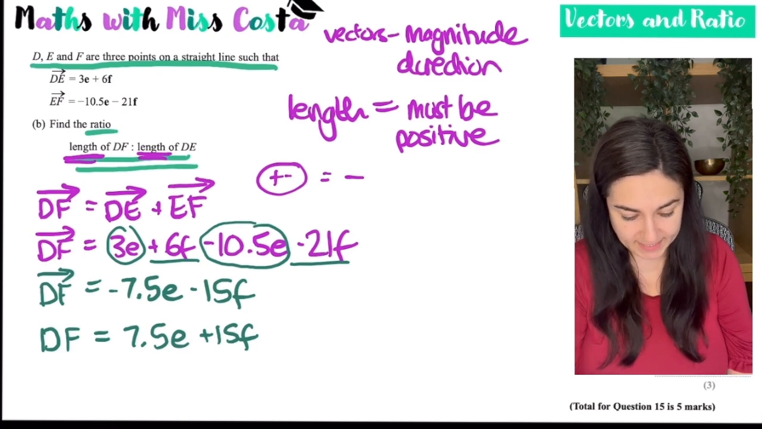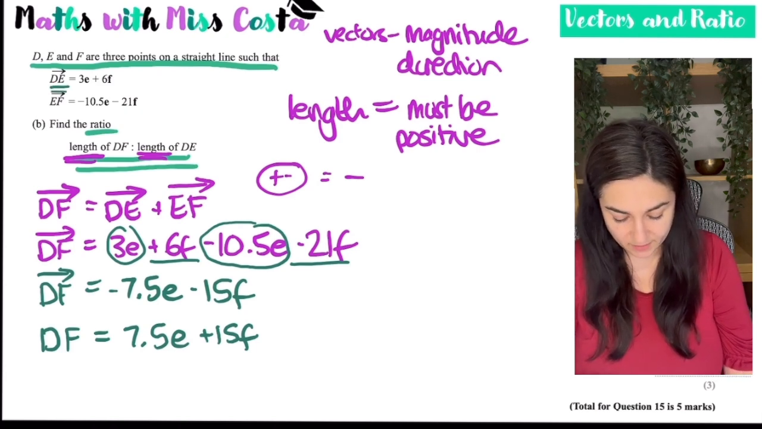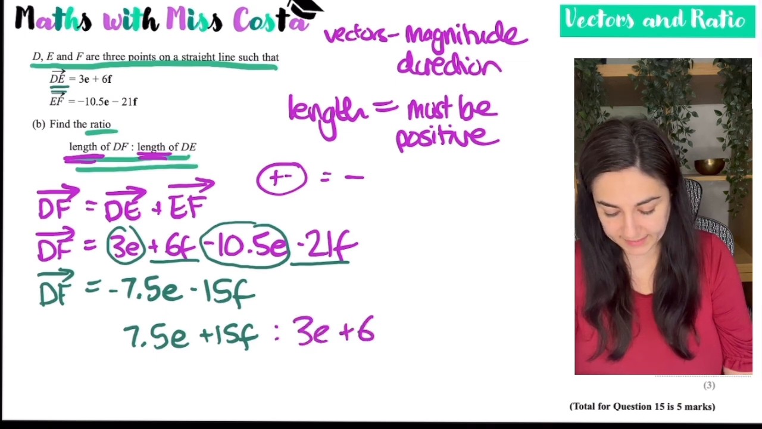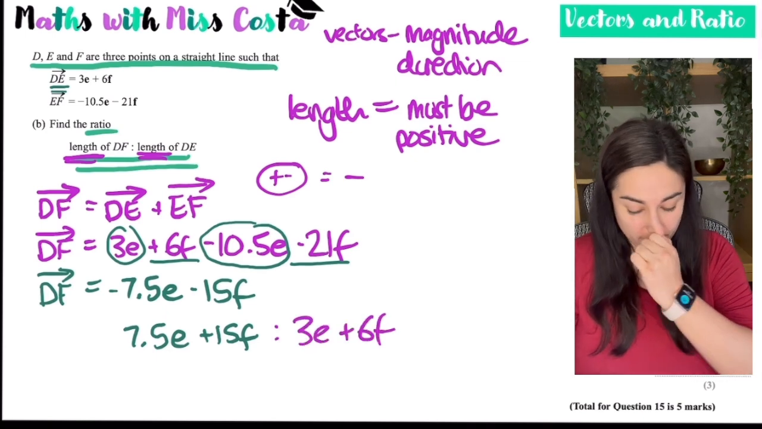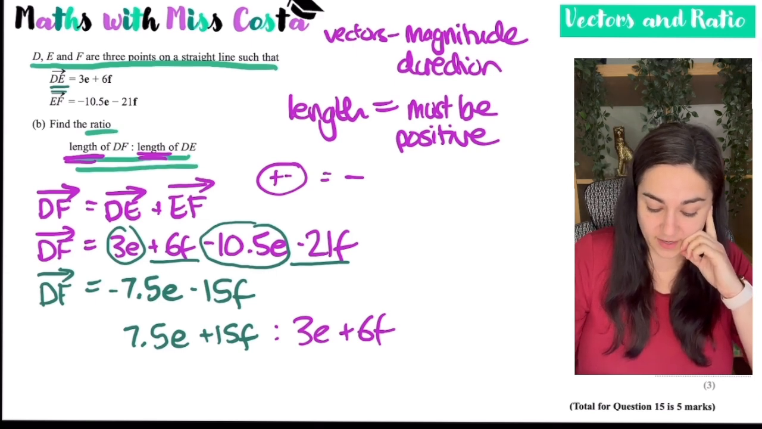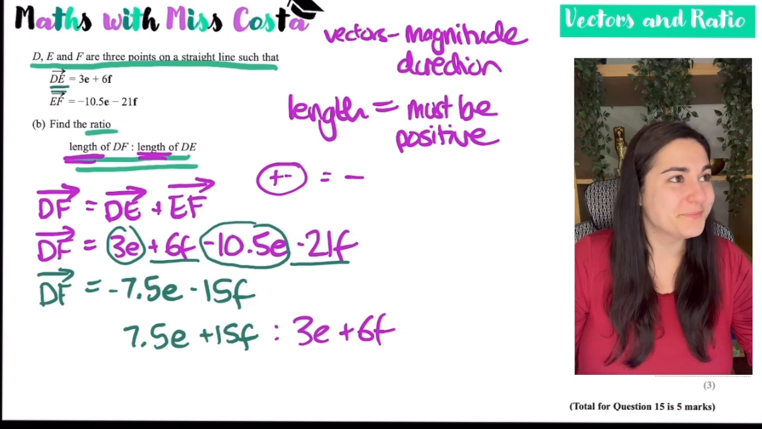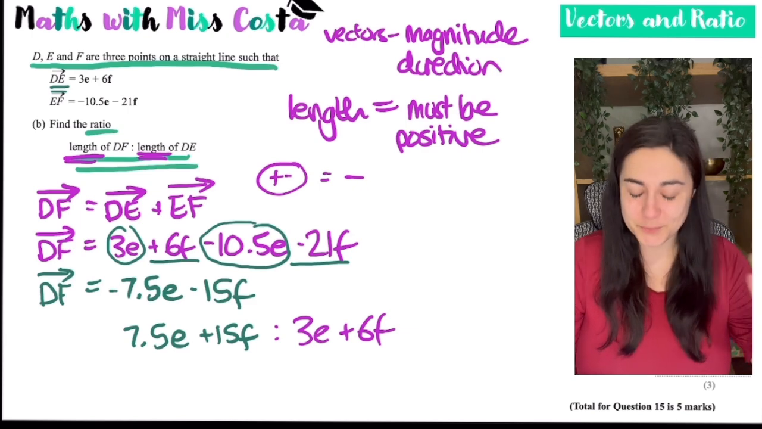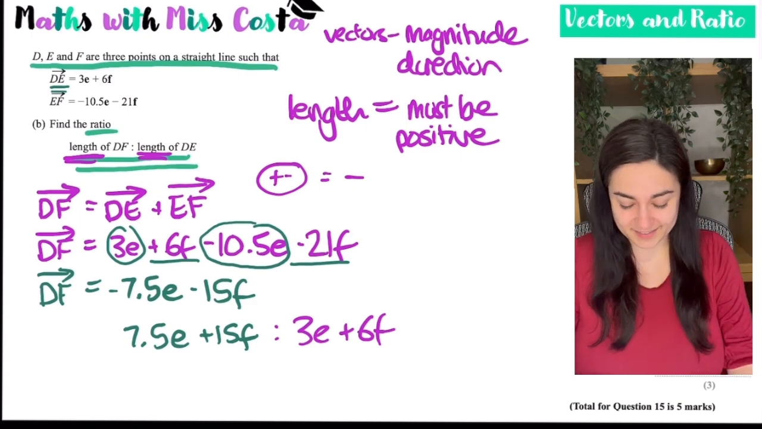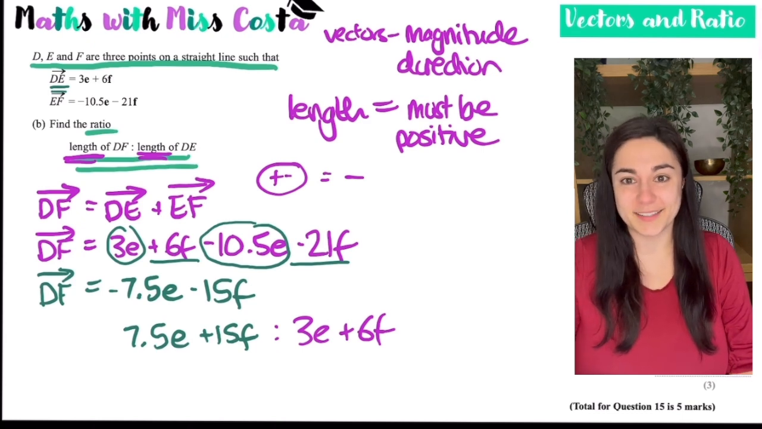The length DE is going to be 3e plus 6f. So let's put that as a ratio. So what I want to do now is find the, what's the word? The multiple, my brain has stopped.